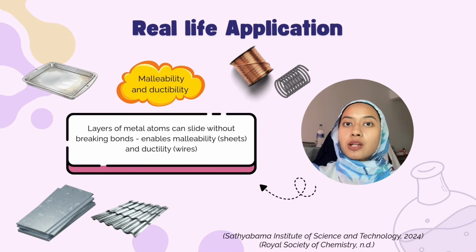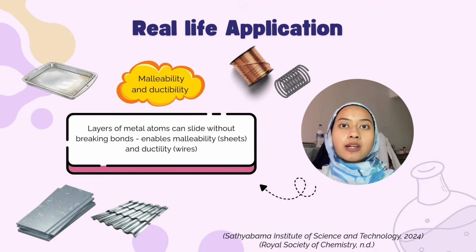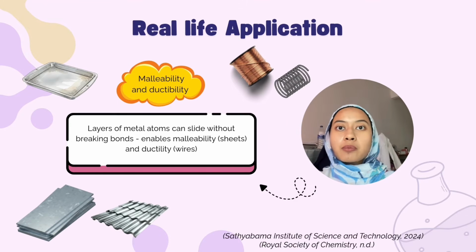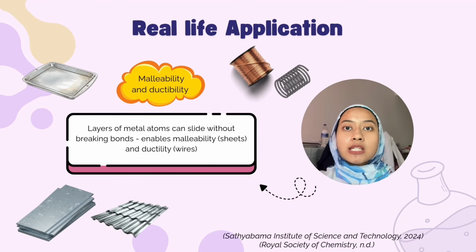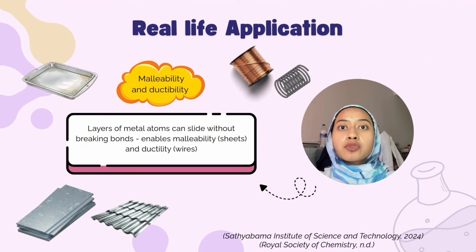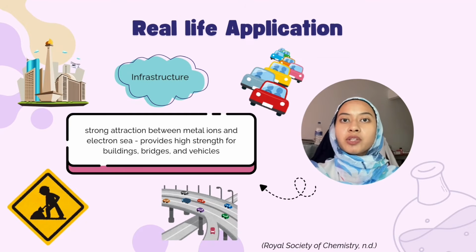Metallic bonding also allows metals to be malleable and ductile. Since the bonding is non-directional, layers of metal atoms can slide past one another without breaking the metallic bonds. This allows metals to be hammered into thin sheets, such as aluminum foil, or drawn into long wires, such as copper wires. Another important application is in construction and transportation.